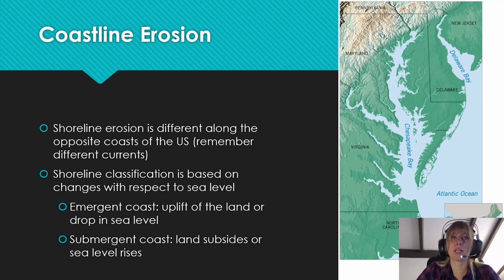So coastline erosion is different for the East Coast and the West Coast. On the East Coast, shoreline classification is based on changes with respect to sea level. So you have emergent coasts, which are either uplift of the land or a drop in sea level, and then submergent coasts, which is when land subsides, so it sinks, or the sea level rises. Features include highly irregular shorelines and estuaries, which are drowned river mouths. We have estuaries all over Florida. And that's a submergent coast. Okay, this is what we have.